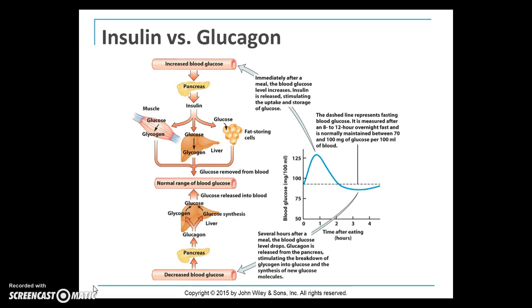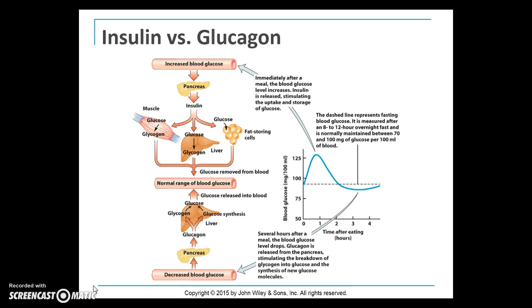And then if our blood glucose is low, start from the bottom there, we have a decreased blood glucose. Their example here is several hours after a meal. I say in the morning when we wake up or if we skip breakfast. Our pancreas releases the hormone glucagon, and this causes us to break down glycogen through glucose synthesis and provide glucose that's released in the blood to keep us from going too low.